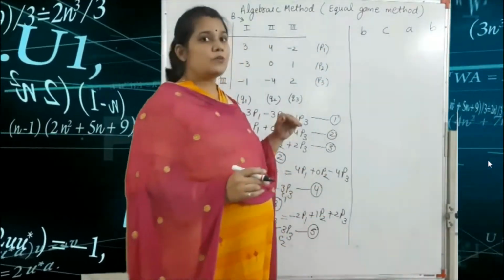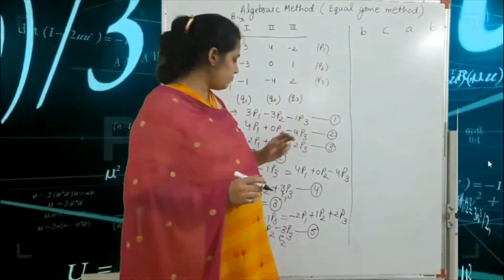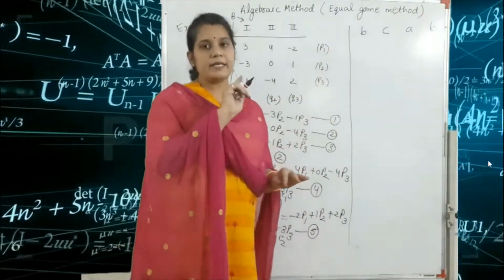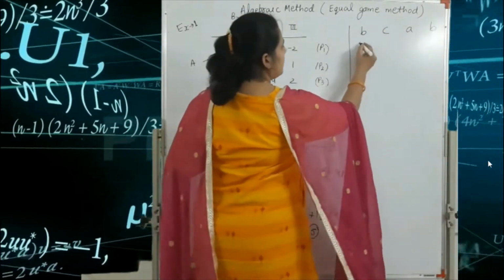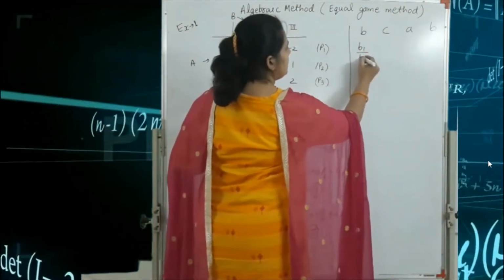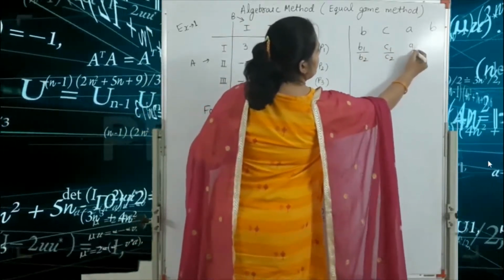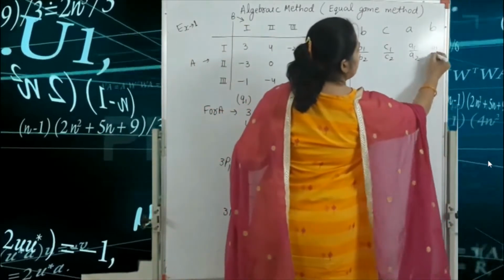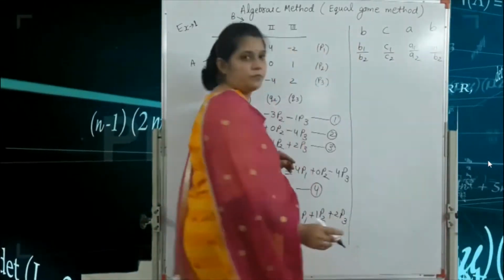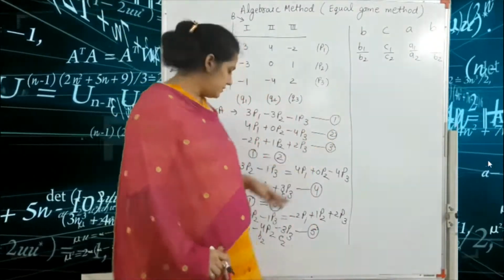Okay, so always keep in mind this formula. This is a very tricky formula. You write here B, C, A, B. Okay, and here you write B1 divided by B2, C1 divided by C2, A1 divided by A2, and B1 divided by B2. Okay, after that you write here the values.